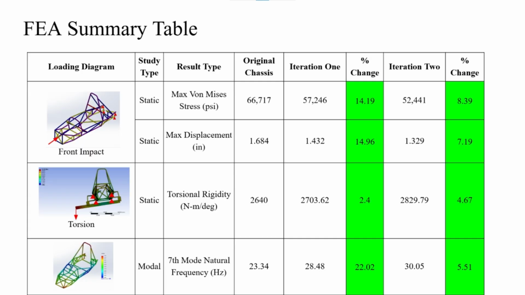Under the front impact case, the first iteration decreased both the max stress and displacement by around 14%. While the second iteration decreased both values once again around the 8% range. The additional members would distribute load more evenly across the structure while also increasing the stiffness of the vehicle.